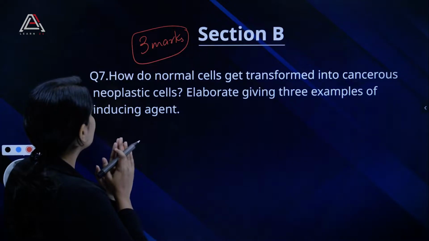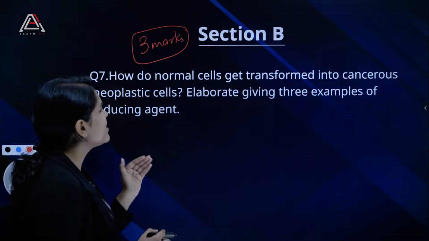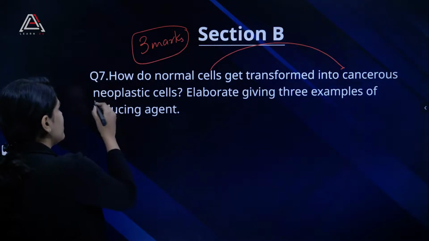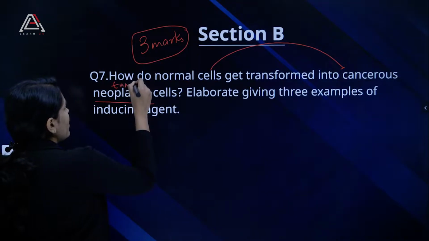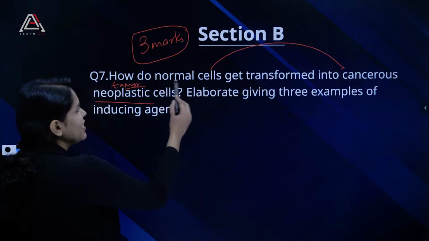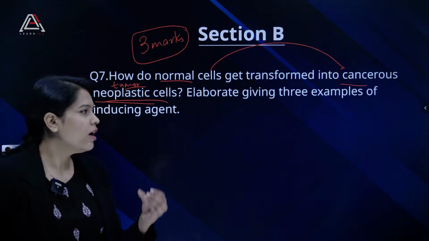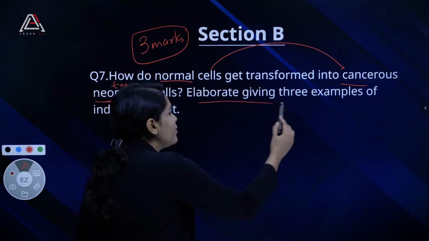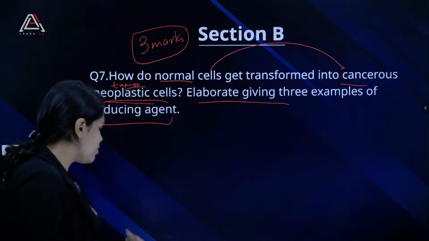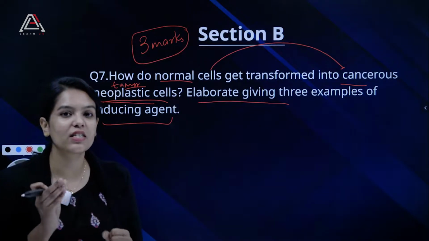Okay, starting with the 7th question in section B, it says: how do normal cells get transformed into cancerous neoplastic cells? Neoplastic cell is nothing but a tumor cell, right? So they are asking how a normal cell is getting transformed into a cancerous neoplastic cell. The next part of the question is: elaborate, giving 3 examples of inducing agents. Now we have studied in the chapter Human Health and Disease about the different inducing agents, right?